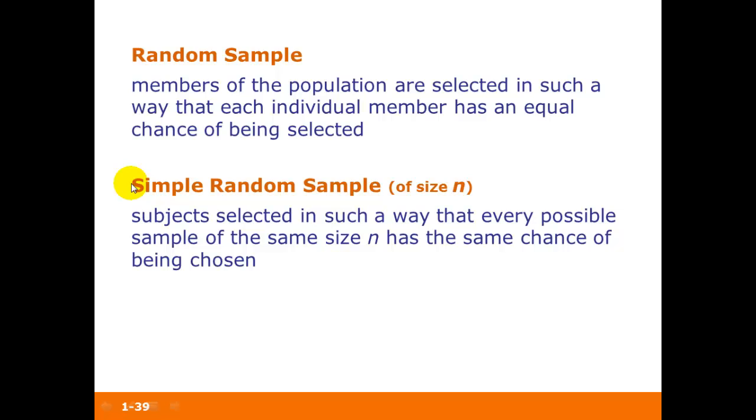A simple random sample is a little bit more complicated, because for this, we still want to have each individual member having an equal chance of being selected, but we also have to do this in a way so that every possible sample of size n has the same chance of being chosen. So whatever size we want our sample to be, say we want it to be size 10, we have to do this so that every possible sample of size 10 has the same chance of being chosen.